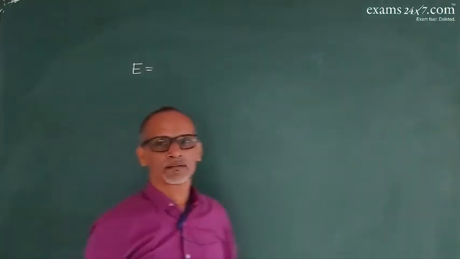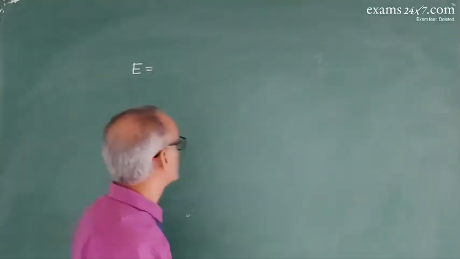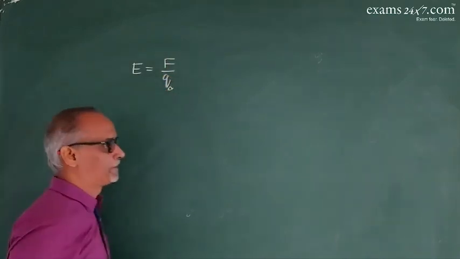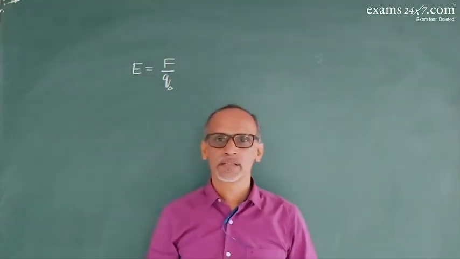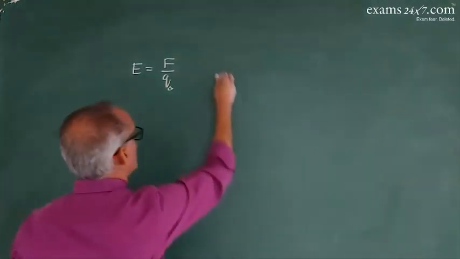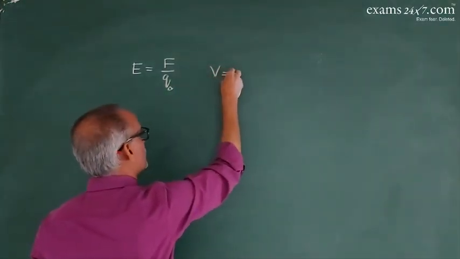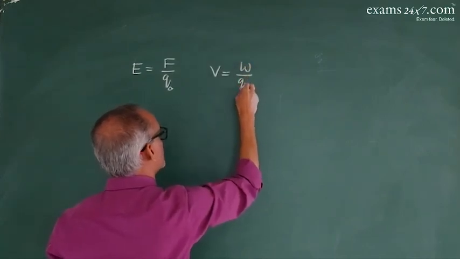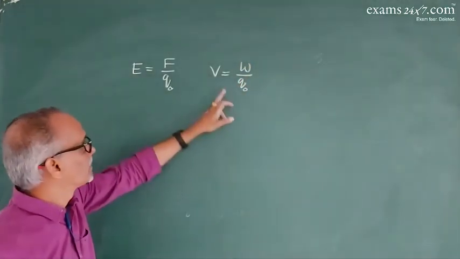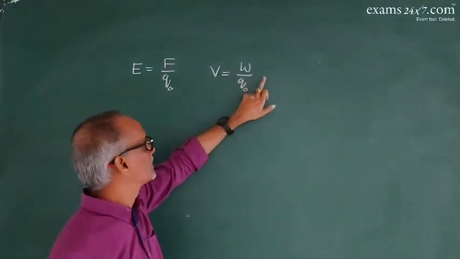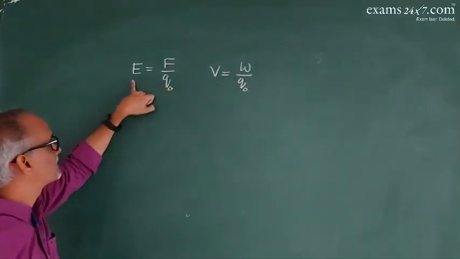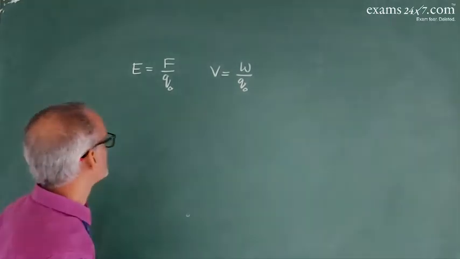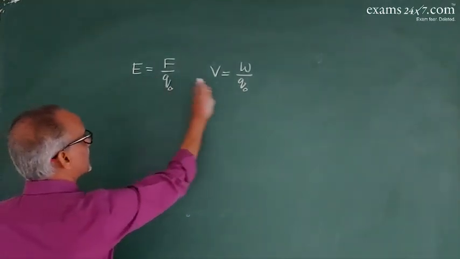Electric field at a point due to a charge is nothing but force per unit charge. Similarly, electric potential at a point is given by work done per unit charge. Potential is measured in volt, whereas electric field is measured in Newton per coulomb or volt per meter. So what is the relation between electric field and electric potential?